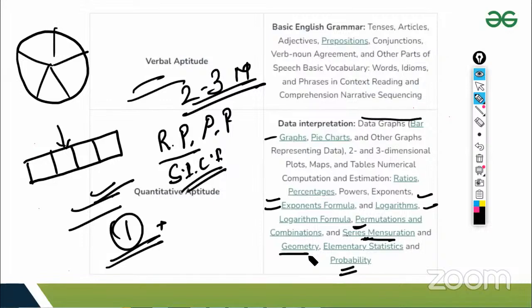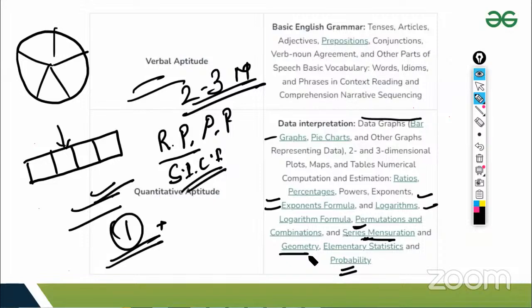Data interpretation, that is 100% sure. I am not saying that there is a dilemma on this. This is 100% sure that they will ask it. After that, ratios, percentage, exponent, and logarithm part. Any one of these will come. Last year, they asked a question on the ratio. So this year it could be possible that they ask the logarithm formula, exponent formula, or percentage.